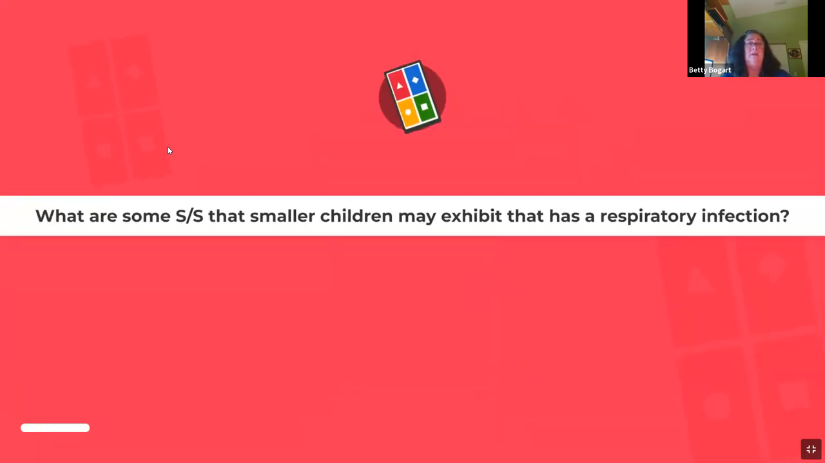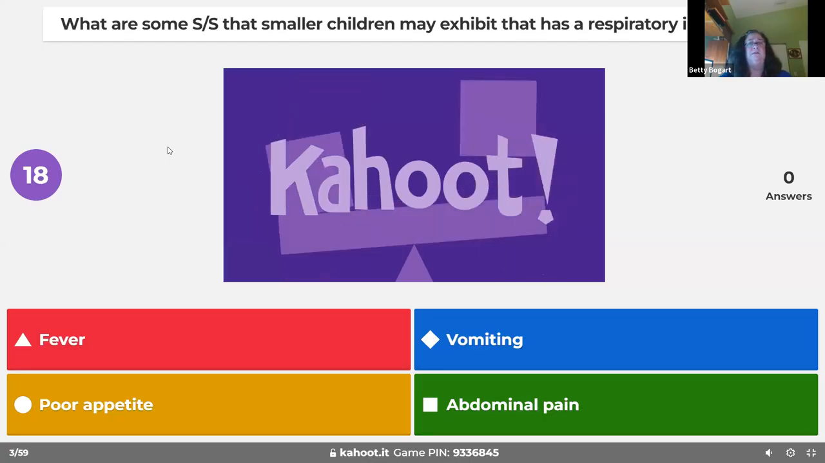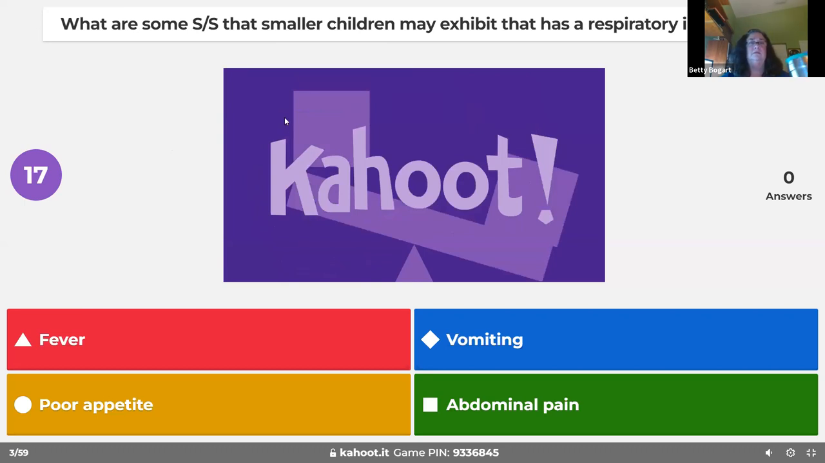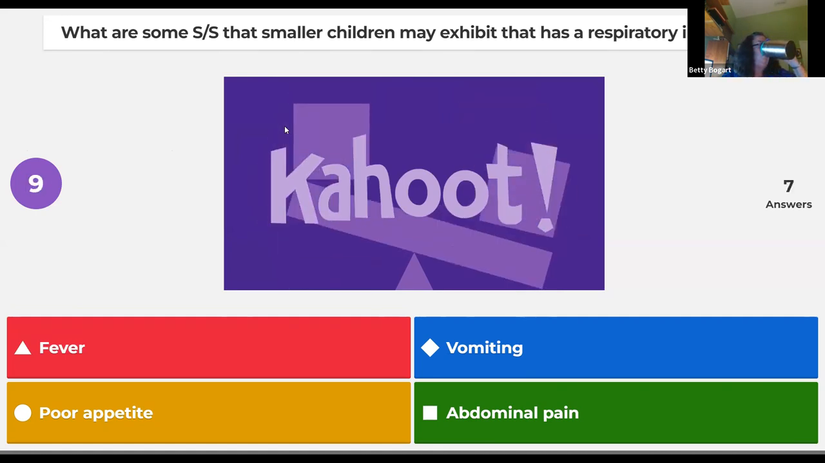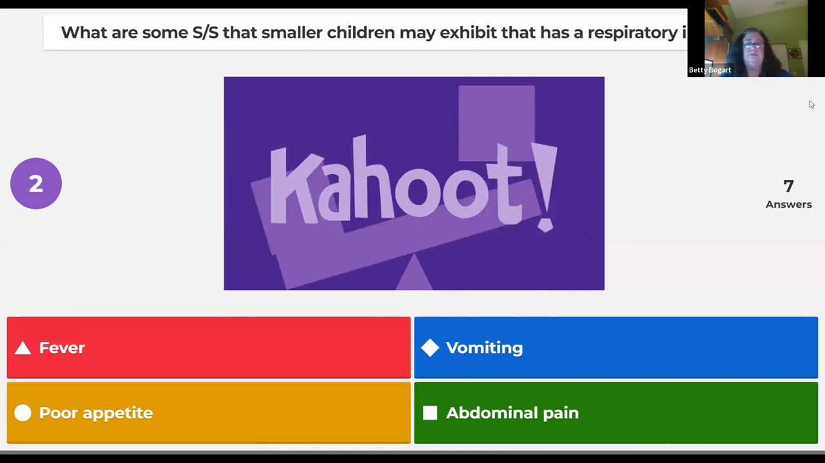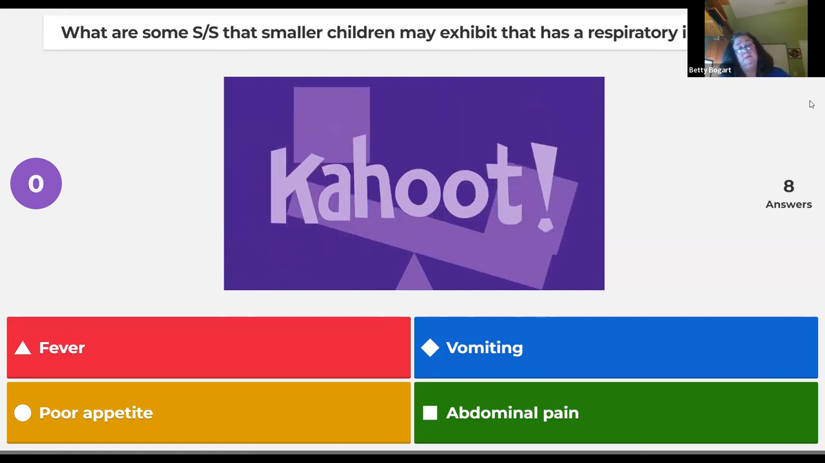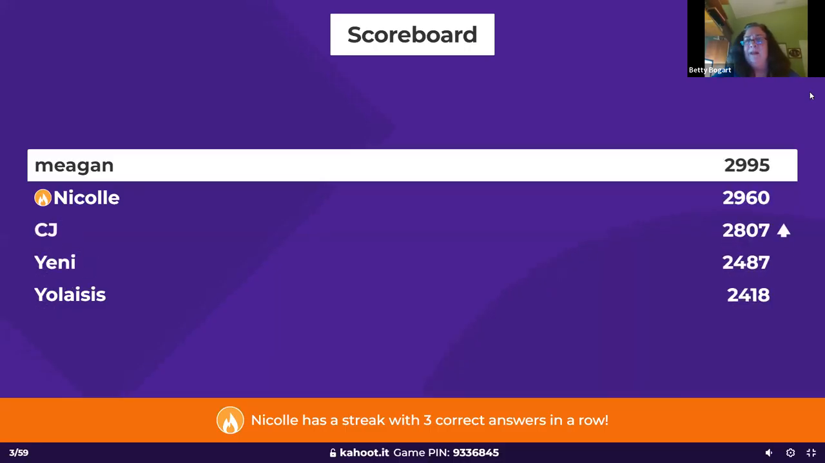A multi-select. What are some signs and symptoms that smaller children may exhibit that have a respiratory infection? All the above, right? Could be fever, vomiting, cough, sore throat, poor appetite, abdominal pain. But I know children, the first thing you'll see is they stop eating. And you'll see them just go in the corner and don't want to be bothered. And then I'm going to be looking, something not right here.